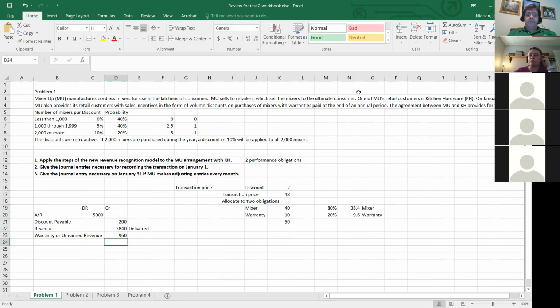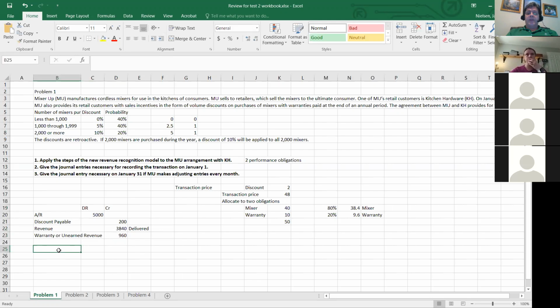All right. So the journal entry necessary on January 31st if we make adjusting entries every month. So after 1 month, we will have provided 1 month's worth of warranty. So warranty is something that we're going to provide over time. The mixer is something we provide at a single point in time. But the warranty is something that is over time.